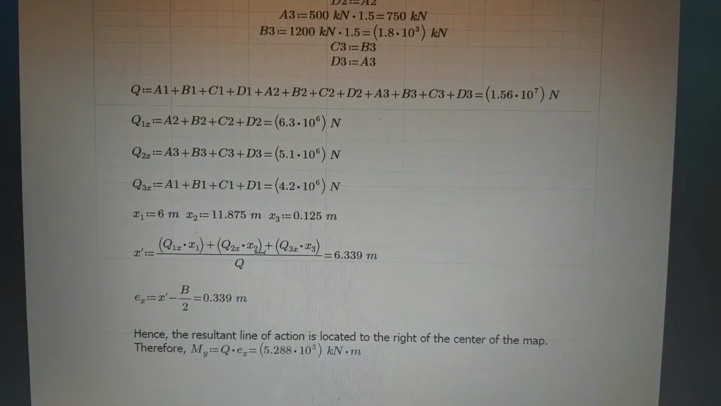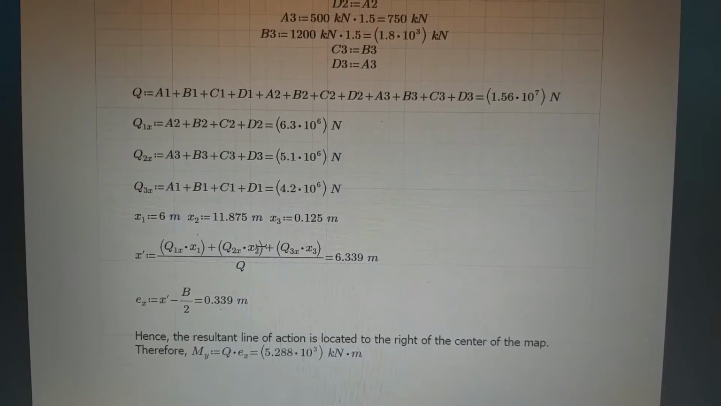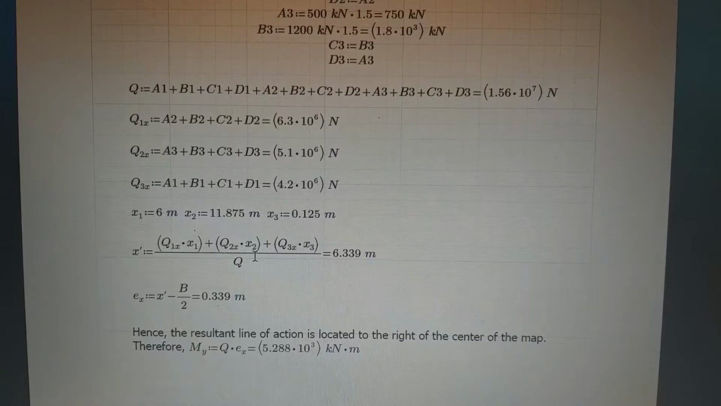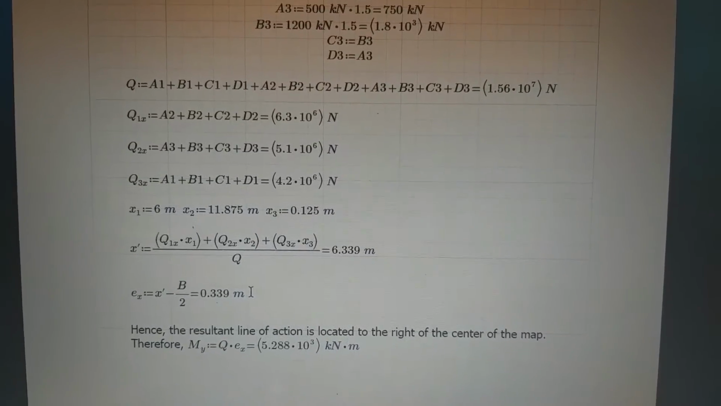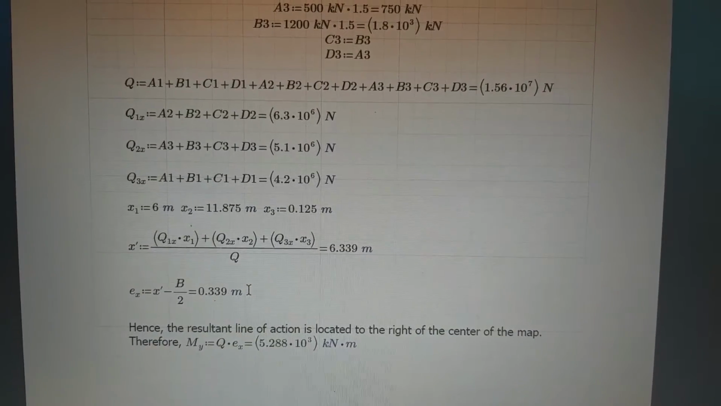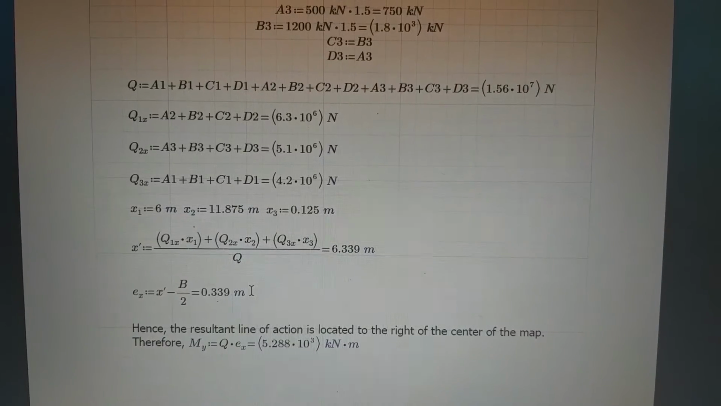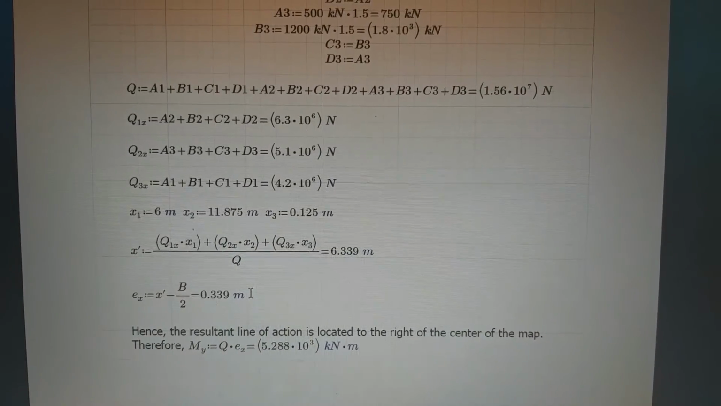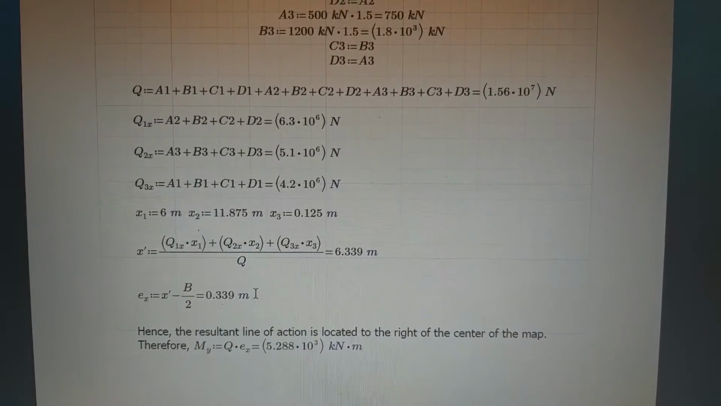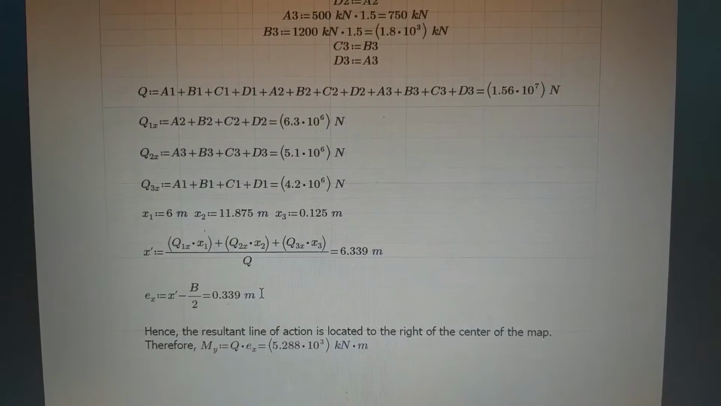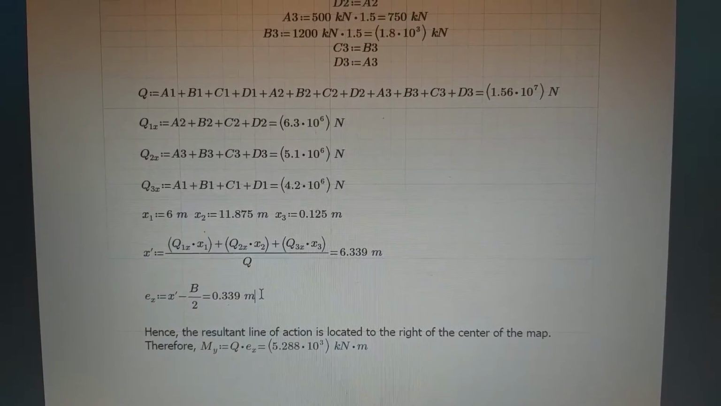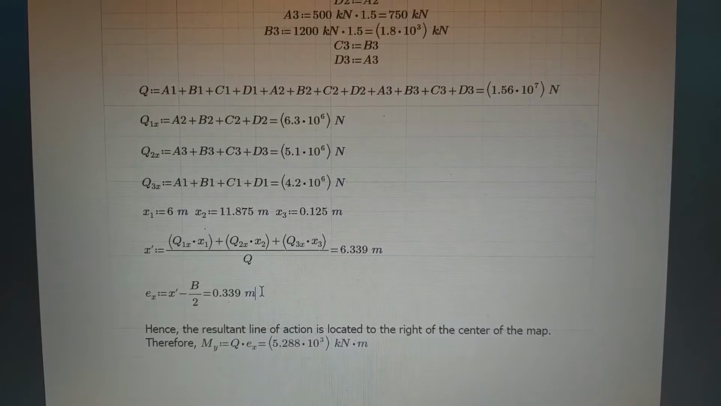And then we find Q1x, Q2x and Q3x. How do we find that? For example, Q1x is at column 2 for A2, B2, C2 and D2. The same goes for Q2x and Q3x. The numbering may be confusing to you, but you'll understand later.